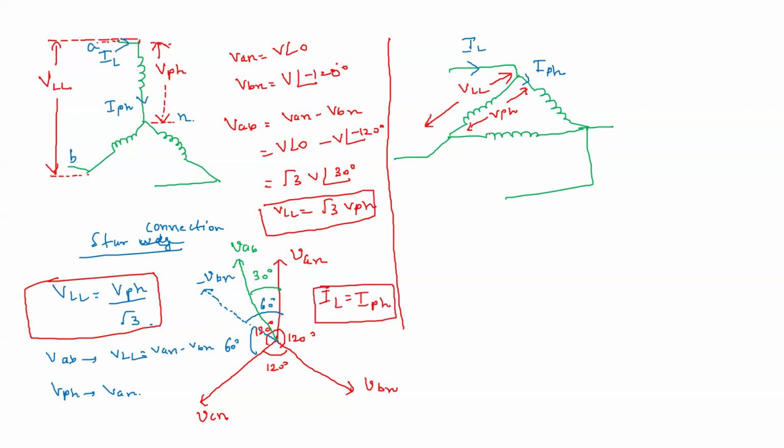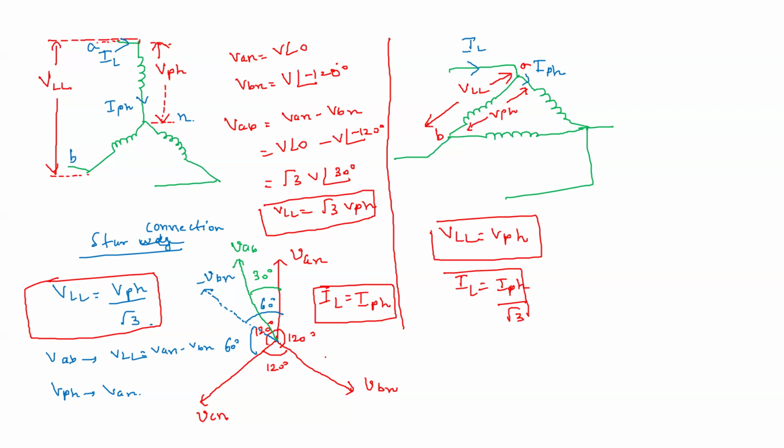Now coming to the delta winding, we can see that the line to line voltage and phase voltage are the same. So here we have line to line voltage the same as V phase. However, the line current and phase current are related like this.